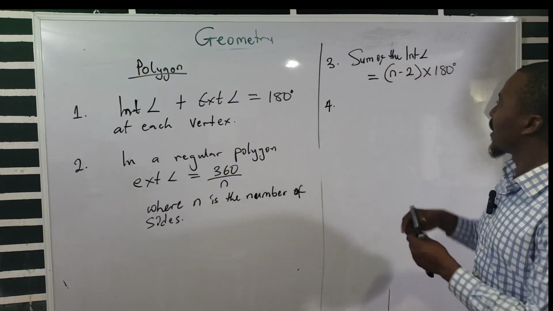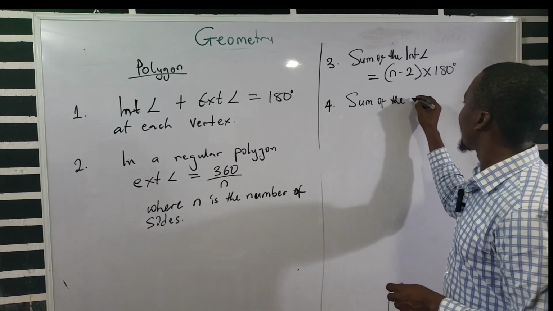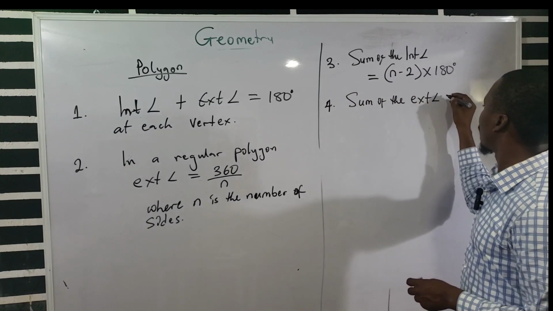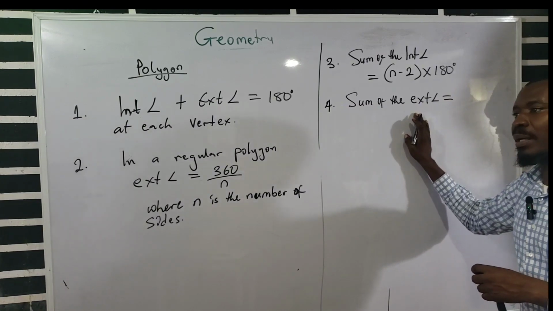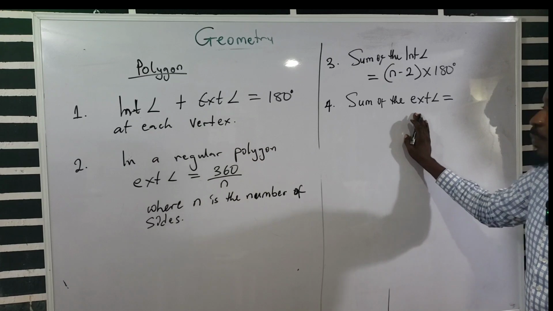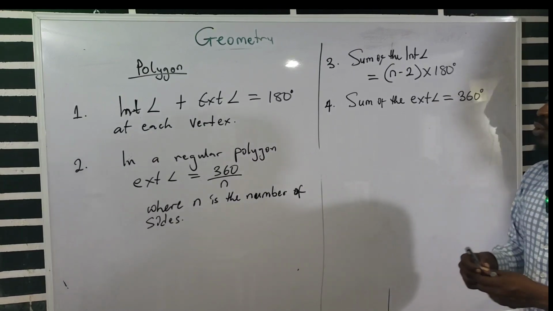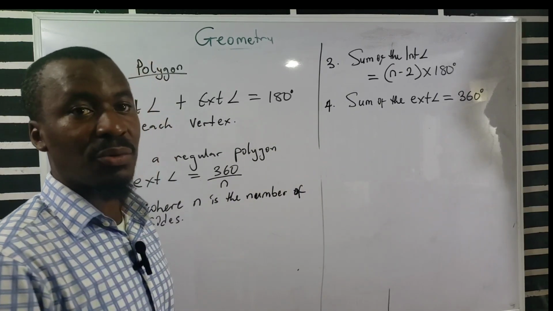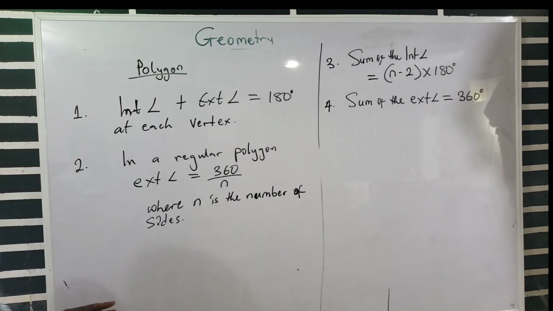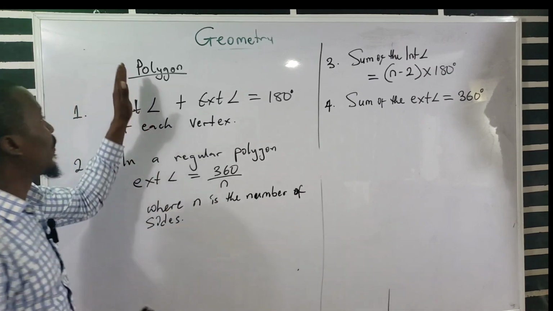Now, what of sum of the exterior angles? Sum of the exterior angles of a polygon, be it a regular polygon or an irregular polygon, will give you 360 degrees. Okay, so when you add all the exterior angles of a polygon, it will give you 360 degrees. Okay, so these are the formulas that we are likely to use while solving problems on polygon.